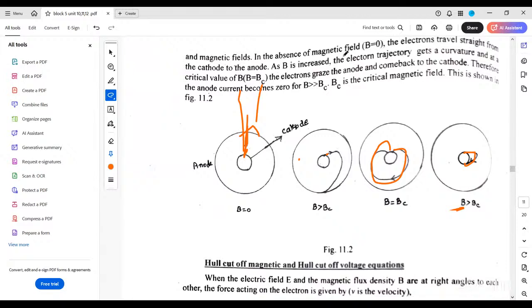In the absence of a magnetic field, electrons travel straight from cathode to anode. As B is increased, the electron trajectory gets curved and follows a cycloidal path, coming back to the original position when B is greater than or equal to BC. What is BC? It is the critical magnetic field. When B equals BC, it is coming to the original path. But after traveling a large distance, there is a difference in the diagram. So you have to explain this one.